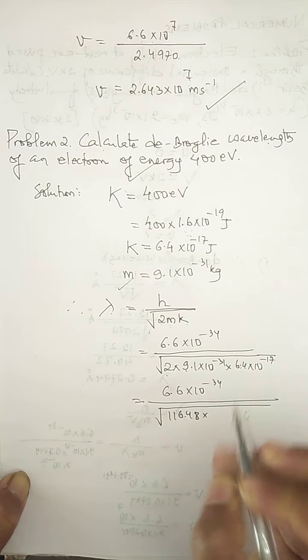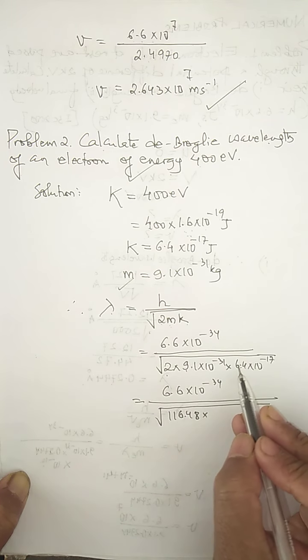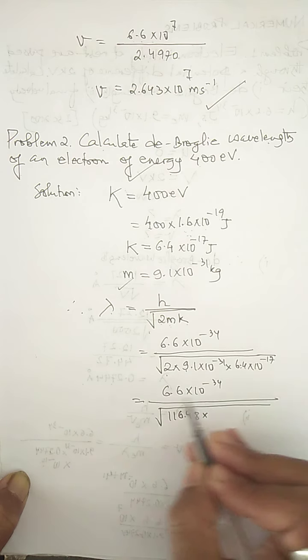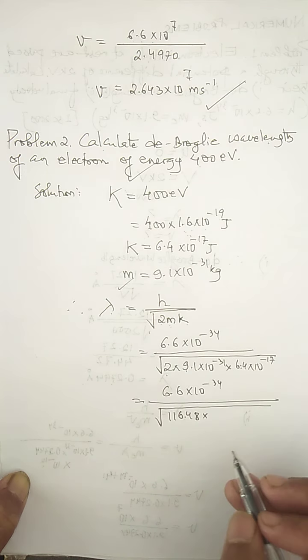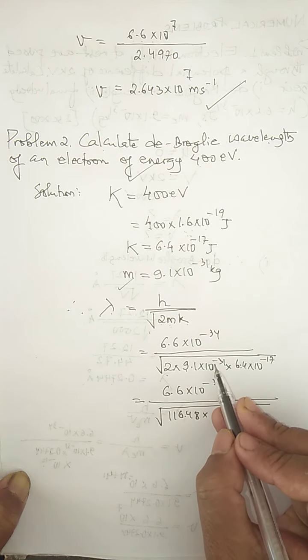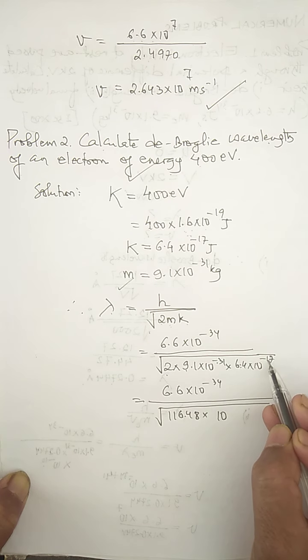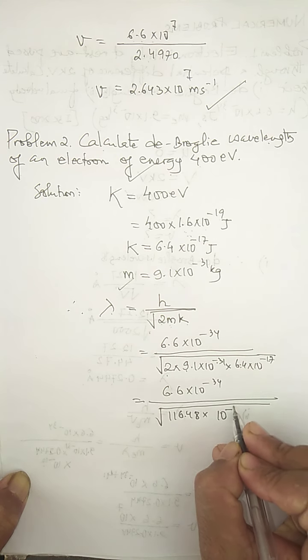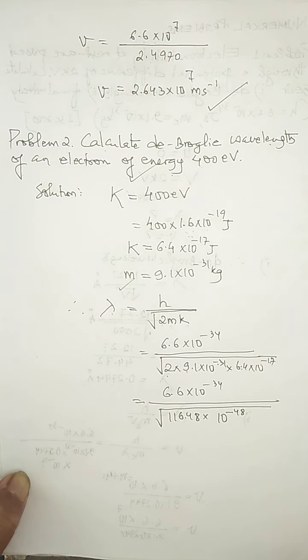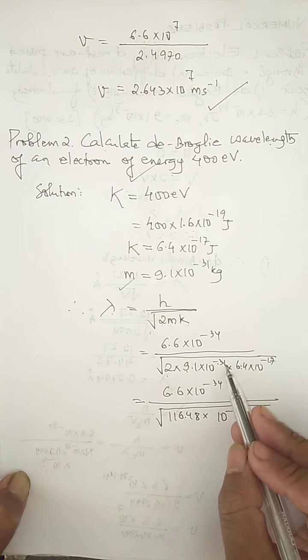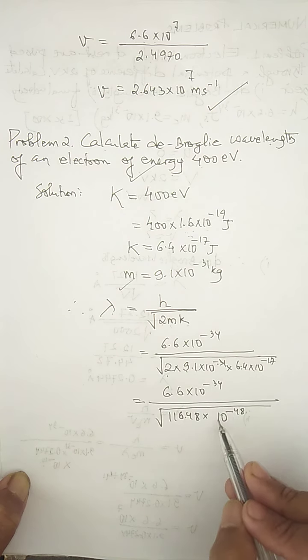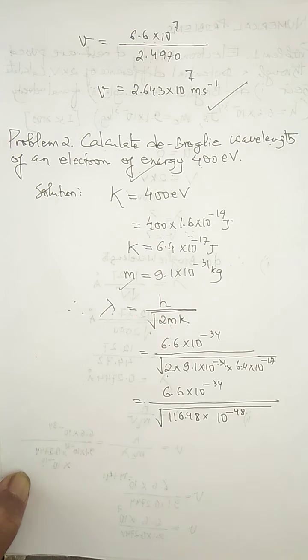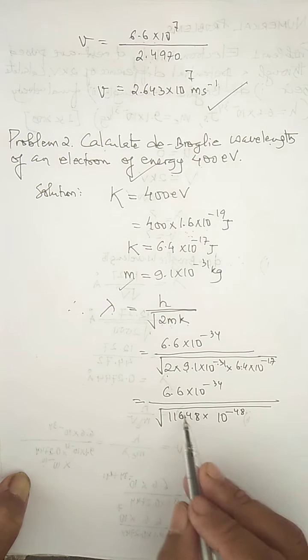If you multiply 2 into 9.1 into 6.4 with the help of a calculator, you get approximately 116.48 into 10 to the power, now the exponents minus 31 and minus 17 will be added. If you add these powers, it will be minus 48. So 10 to the power minus 31 and 10 to the power minus 17 means 10 to the power minus 48. Now the power inside the square root is an even number, so we can take the square root now. So we'll take the square root of this quantity.